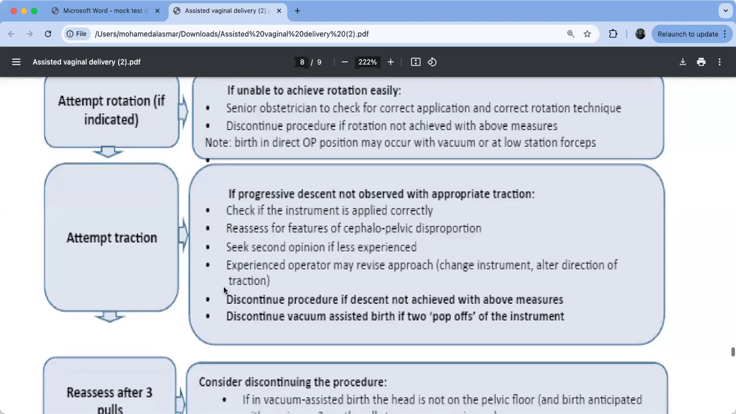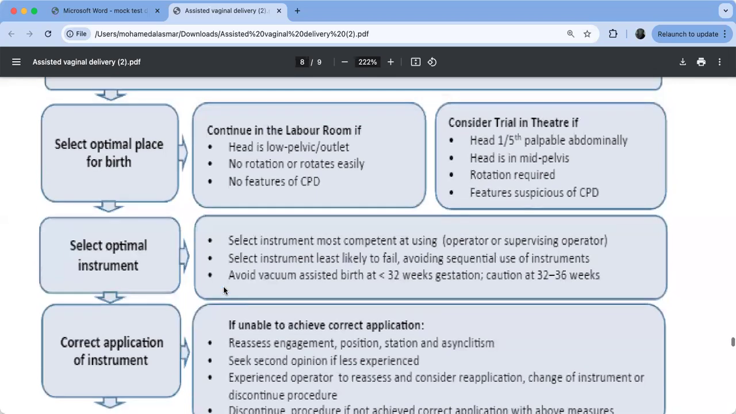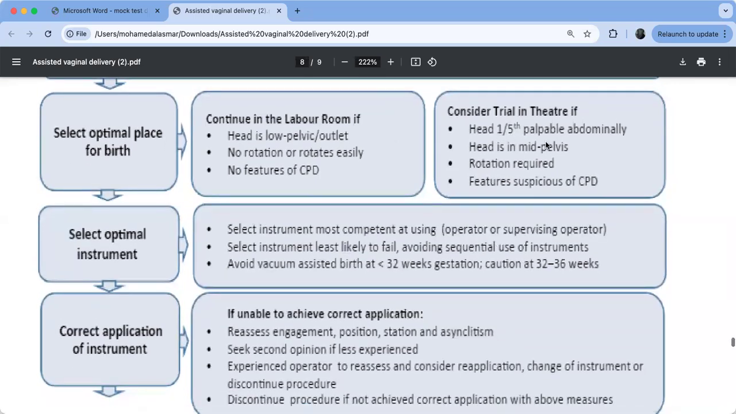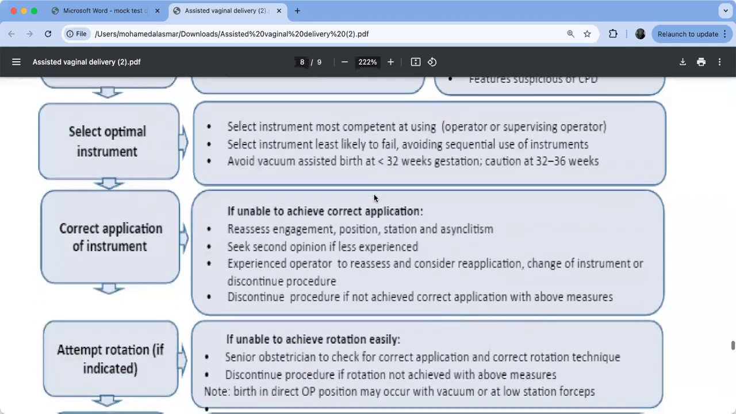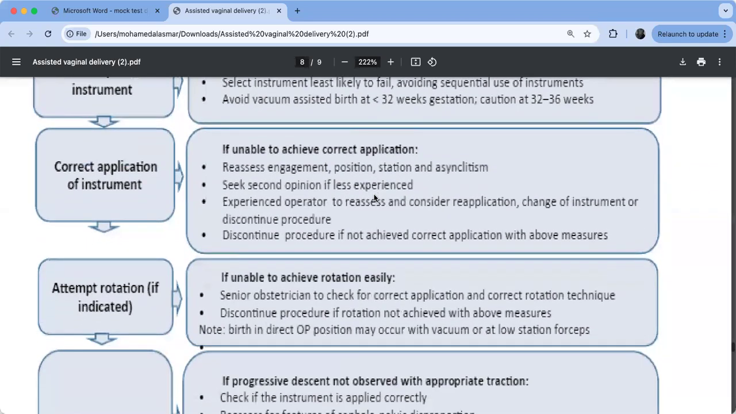So, dear friends, the rule is still the rule. I will take the case to the theater if it is mid-cavity or low and needs rotation. I will proceed with the instrumental delivery in the room if it is a low station, non-rotation, or outlet delivery. Clear so far? "May" is less than "consider", okay?